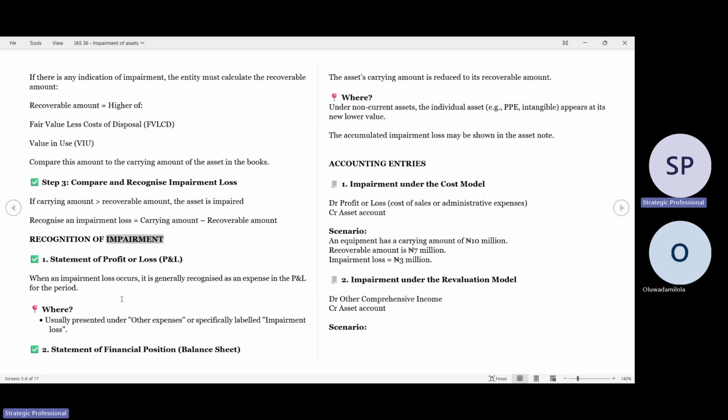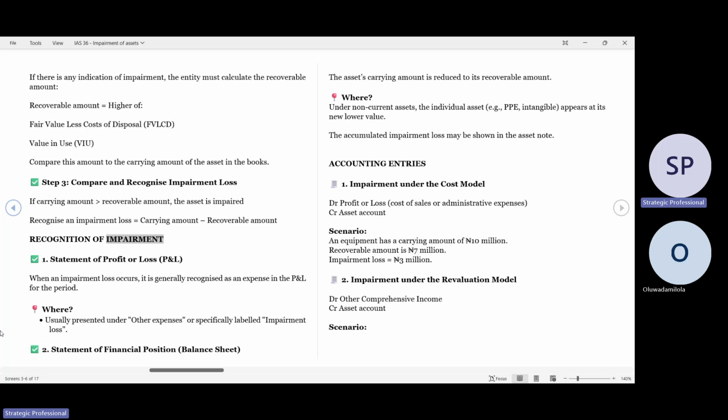That carrying amount will be reflected in such a way that it is the same thing as your recoverable amount. Because the whole point of impairment loss is that you are benchmarking it with your recoverable amount. That's the whole point of impairment. If it is more than your recoverable amount, you reduce the value of your asset to reflect the recoverable amount. But if it is less than your recoverable amount, it means that it's fine.